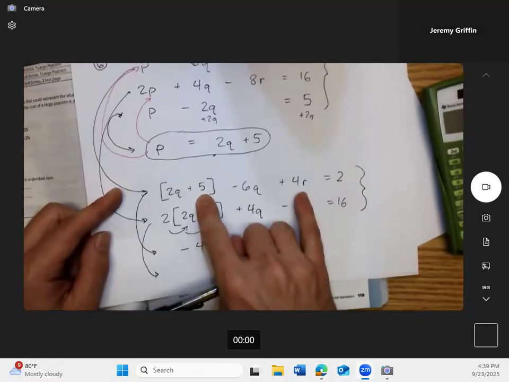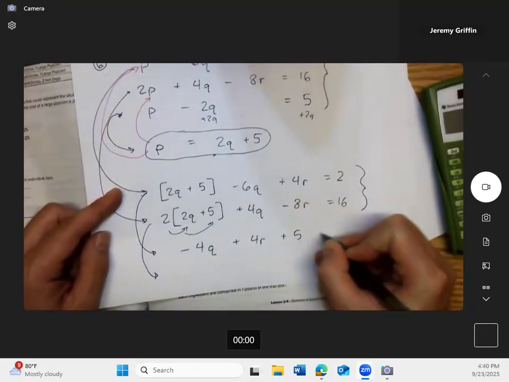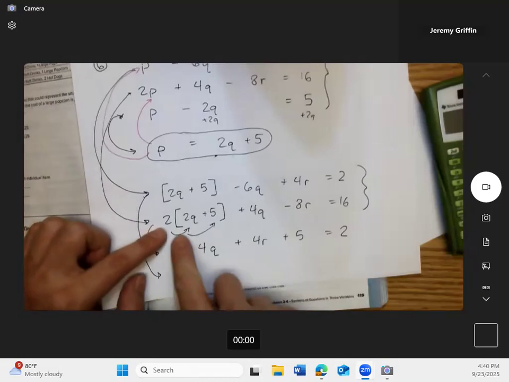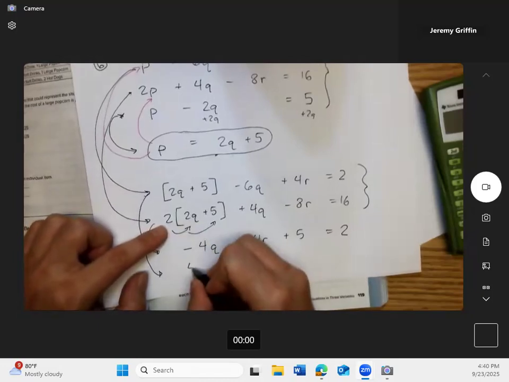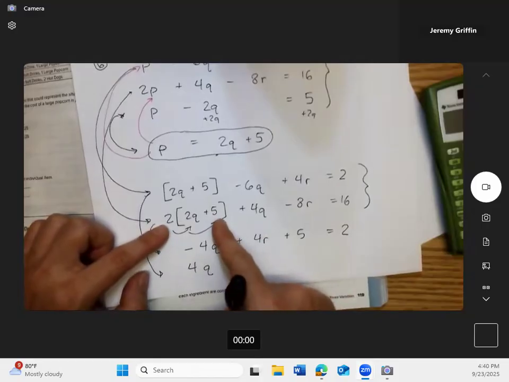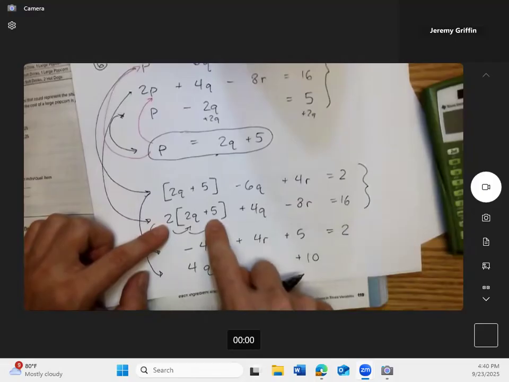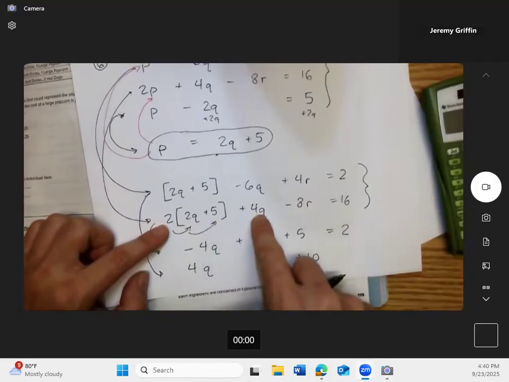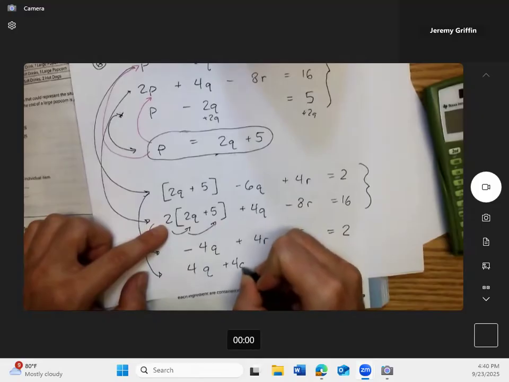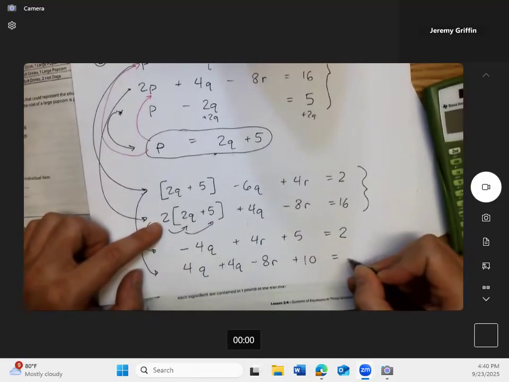I got a 5 in the mix and I got 4r. So I'll do plus my 4r and plus a 5. This is all equal to 2. And then down here, 2 and 2, that's 4q's, right? Plus 10. Here, maybe I'll put that over here. Right. Well, yeah, plus 10 because that's here. Okay. Then I got another 4q here, so plus another 4q, and minus 8r. Right. And this all sums to 16.